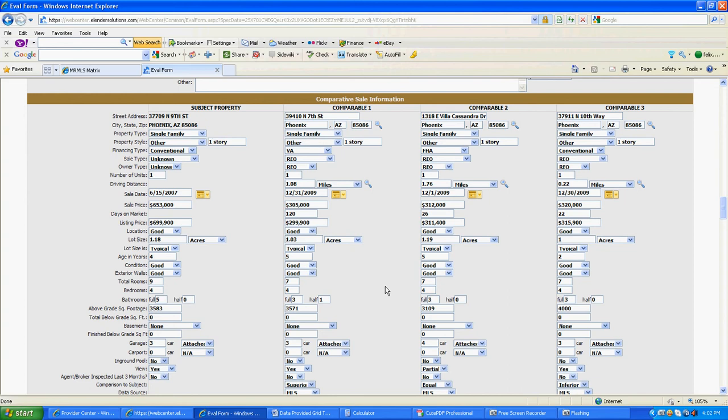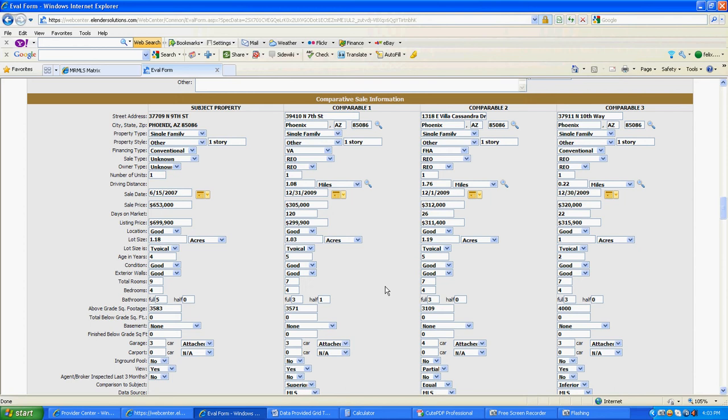So the next most common error that I'm going to go over is the incorrect use of superior, inferior, and equal when it comes to sold comps. This is only talking about sold comps because this is the only area that it matters. So let's talk about the comparison. Sales comps have been verified by a buyer. A buyer was willing to pay that price for that house.